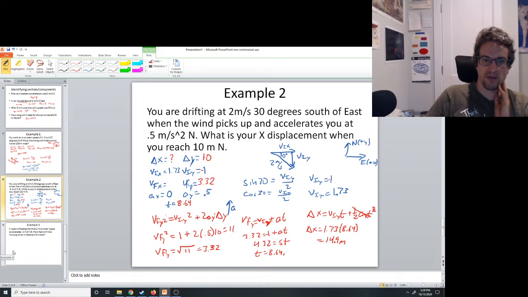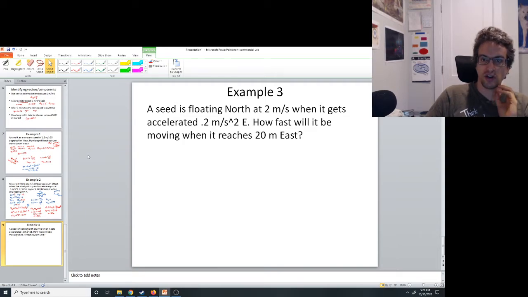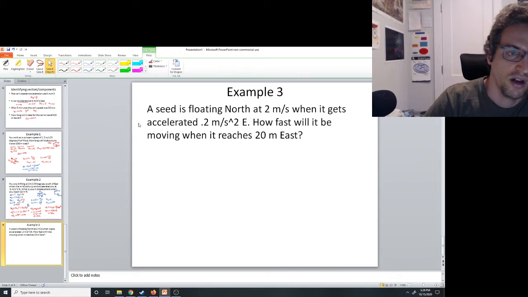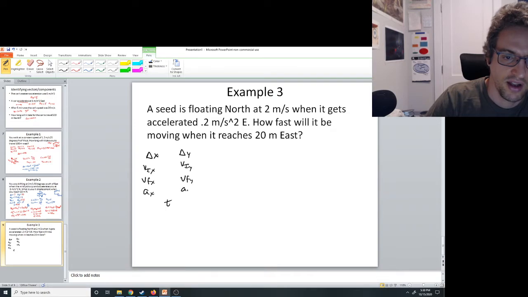All right, last example. A seed is floating north at 2 meters per second when it gets accelerated 0.2 meters per second squared east. How fast will it be moving when it reaches 20 meters east? Okay, so I've got the same basic deal. I've got change in x, v initial x, v final x, a_x, time, change in y, v initial y, v final y, a_y. Again, I really encourage you guys to be doing this basically every time, writing these variables out. At least these 9, even if you're not writing out the full 17.